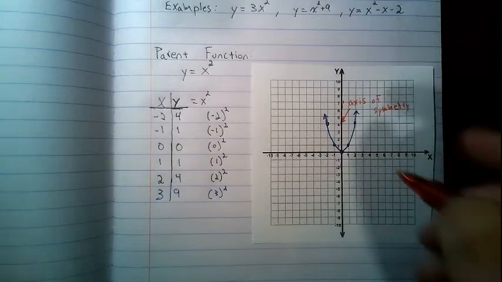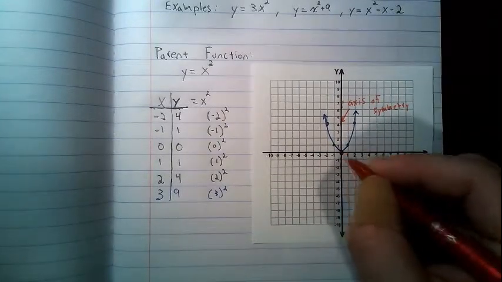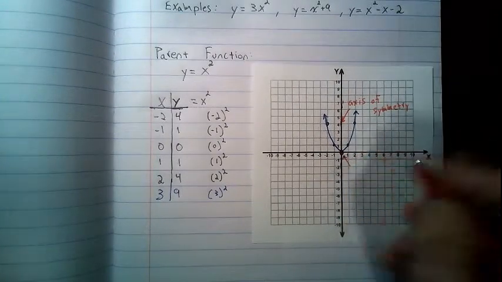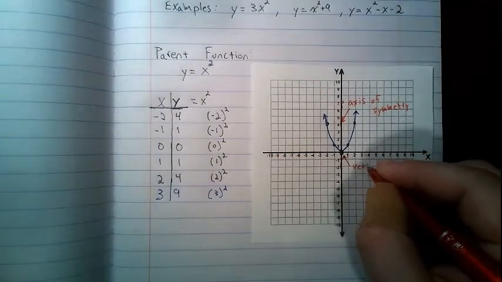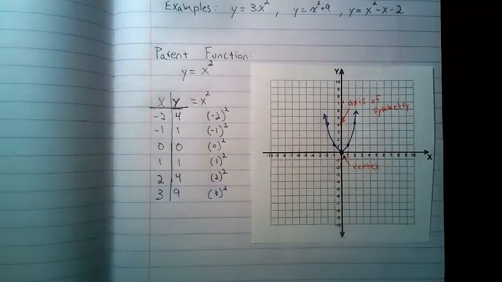We also have what's called a vertex. So a vertex is the point. Here the vertex is there. Okay. It's the point that's on top of the axis of symmetry. Now, it can either be a minimum value or a maximum value.